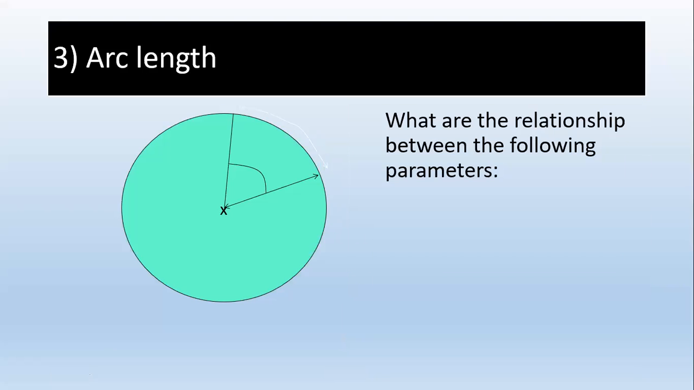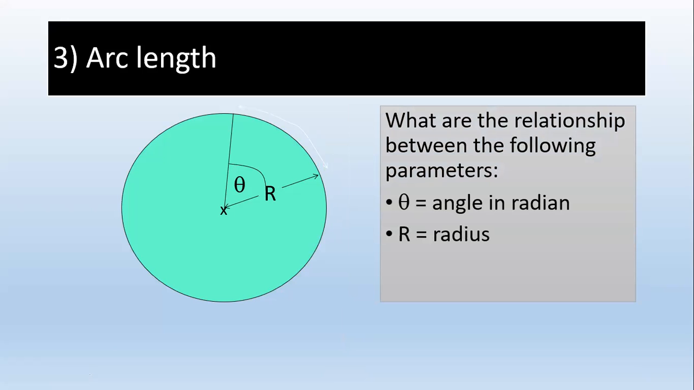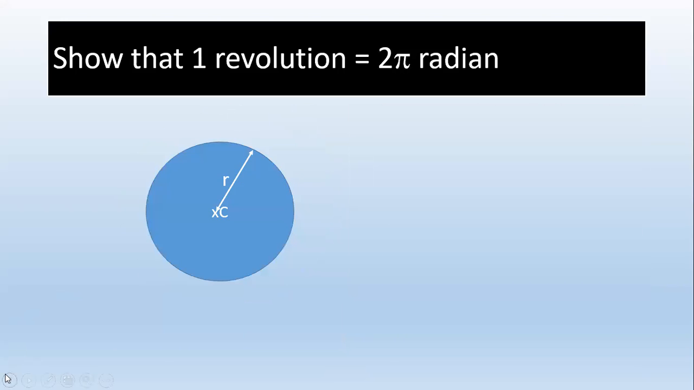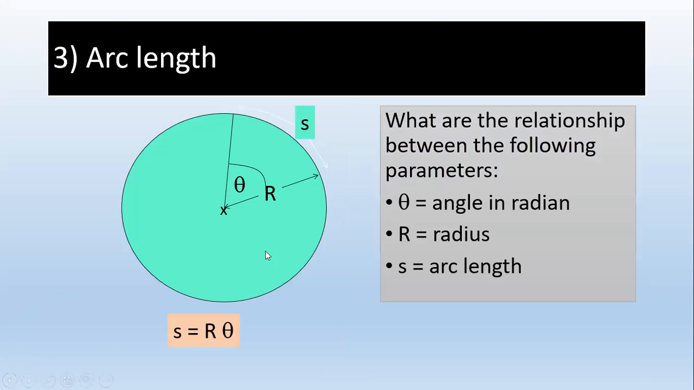Okay. Then we want to know the relationship between the parameters. This one you need to remember from your maths. Angle theta, radius r, can be small r, can be capital R, doesn't matter. And s is the arc length, the curve. Sorry, that distance. So you remember s = r theta.